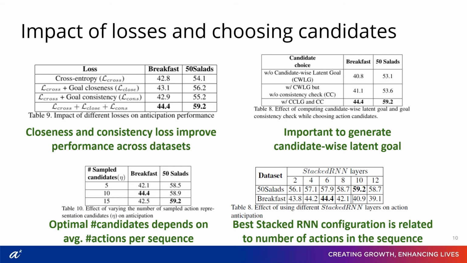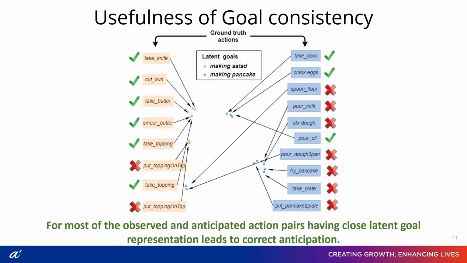We see that using closeness and consistency laws improves the performance across both breakfast and 50 salads dataset. Also, the best stacked RNN configuration is the one which covers the number of actions in the sequence. We can see that goals being consistent helps us in anticipating the next actions correctly. This shows the usefulness of our goal consistency criterion when we develop a latent goal representation.